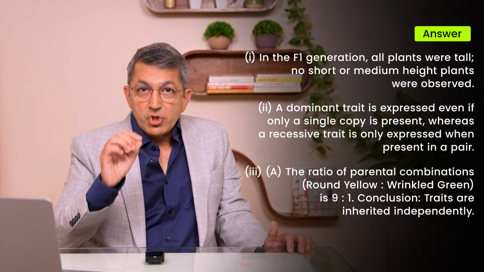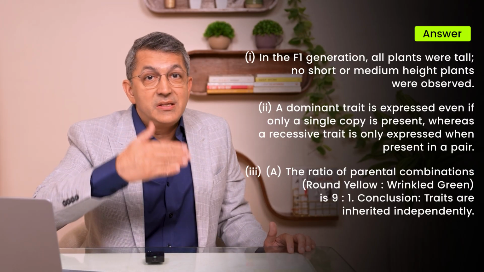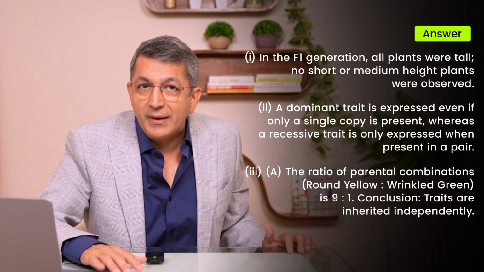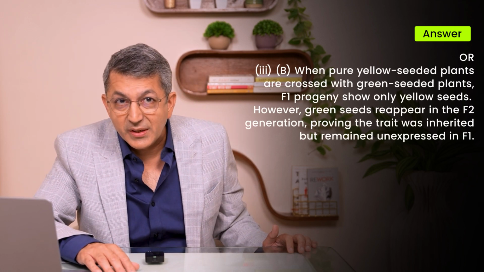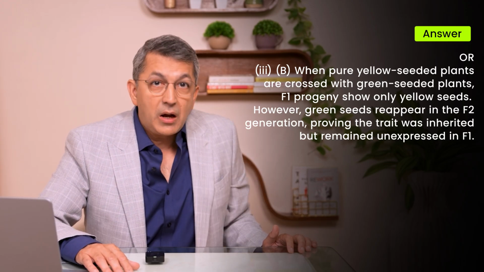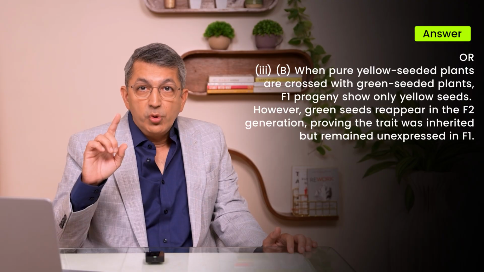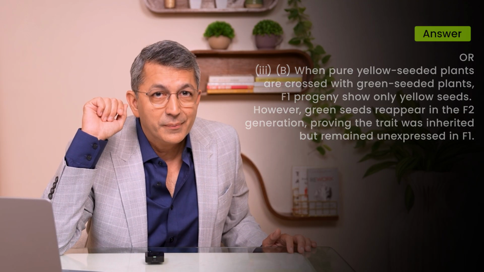3a. The ratio of parental combinations, round yellow to wrinkled green, is 9:1. Conclusion, traits are inherited independently. 3b. When pure yellow seeded plants are crossed with green seeded plants, F1 progeny show only yellow seeds. However, green seeds reappear in the F2 generation, proving the trait was inherited but remained unexpressed in F1.